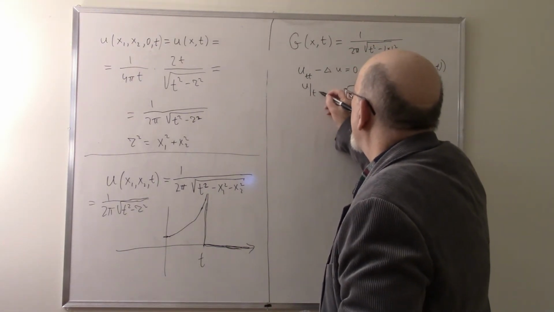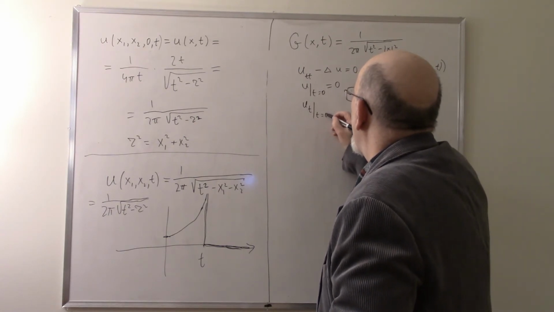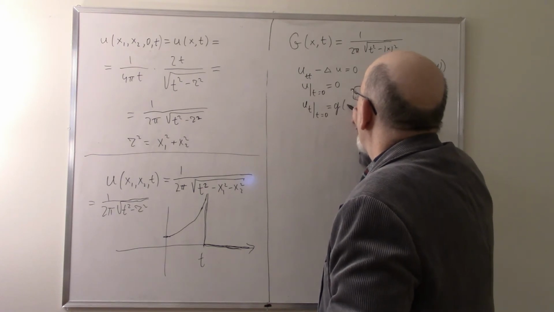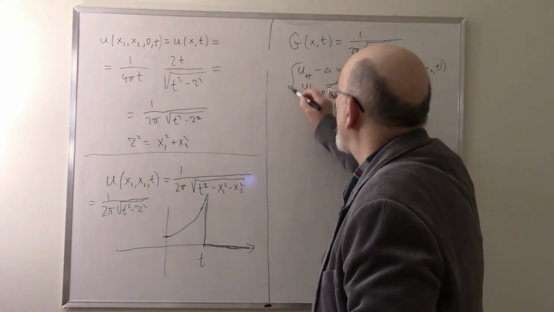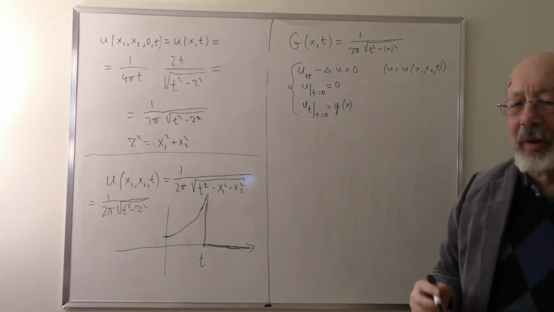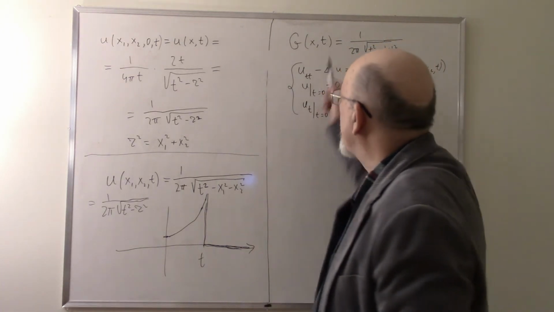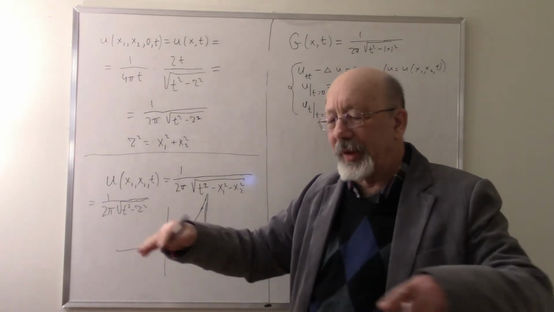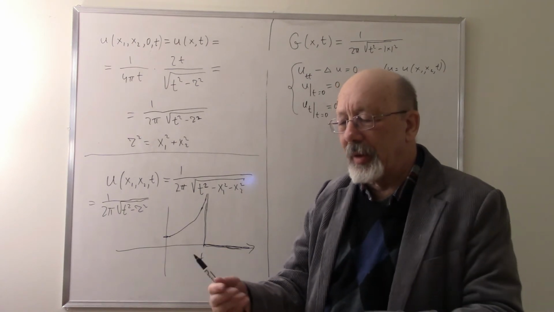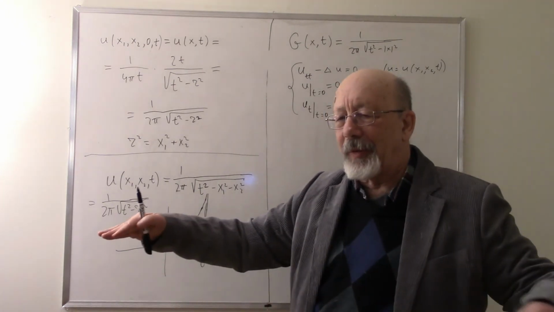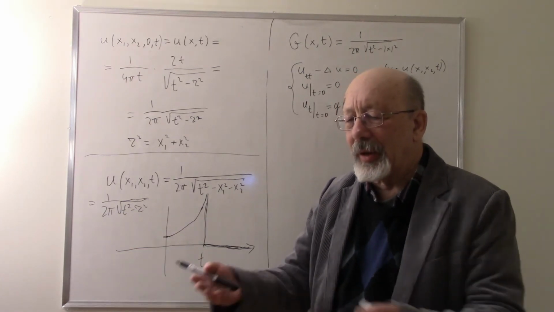U for t equals 0 equals 0. Ut for t equals 0 equals g of x. Yes? So we have this problem. And similarly like we did in the previous case, this g is a reaction of this membrane if you give a kick at one point, at the point 0. If you give it a kick having some profile g of x, so it is a distributed function.